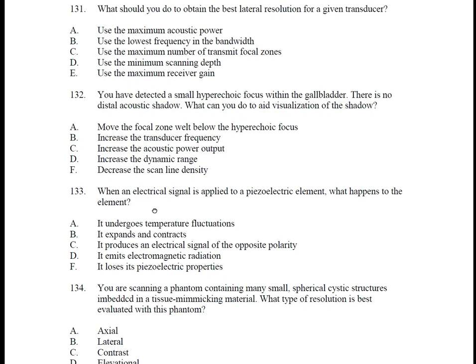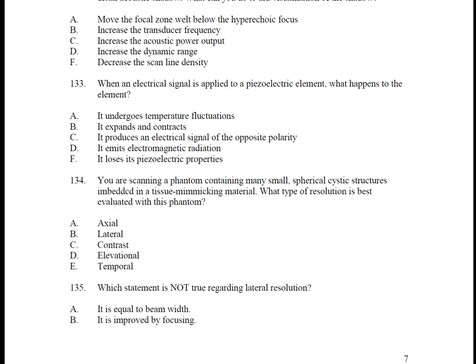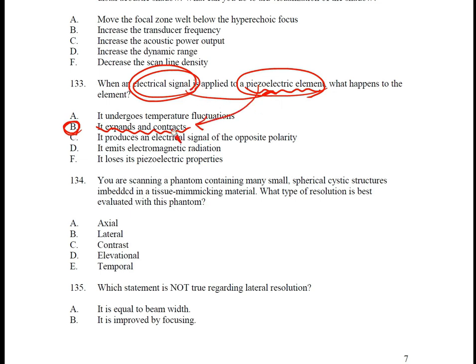Next, let's move on and look at question number 133. Looking at the question, it asks what kind of change occurs when an electric signal is applied to a piezoelectric material. There's no need to think too deeply, just memorize the relevant content while looking at the related choices. The correct answer is choice B. So, you can summarize that the expansion and contraction are the changes that occur when an electric signal is applied to this piezoelectric element.